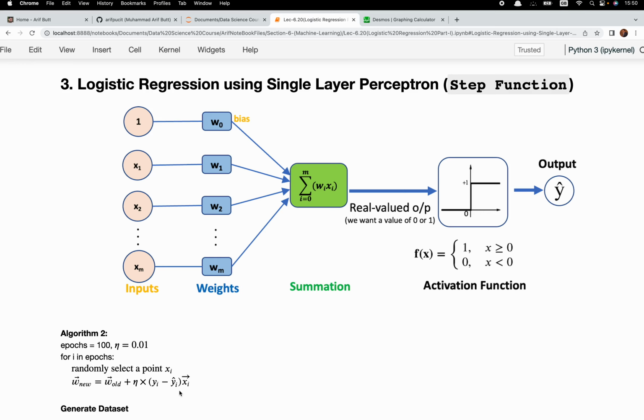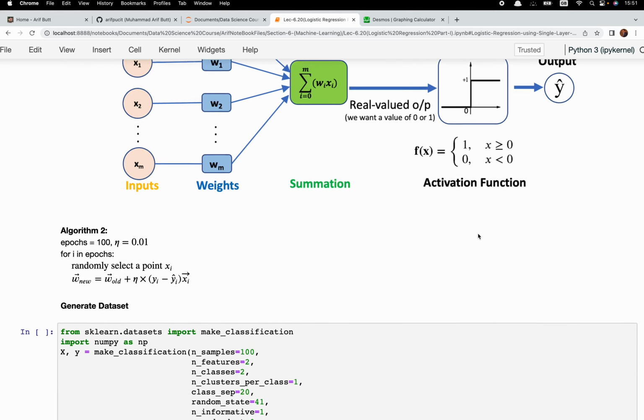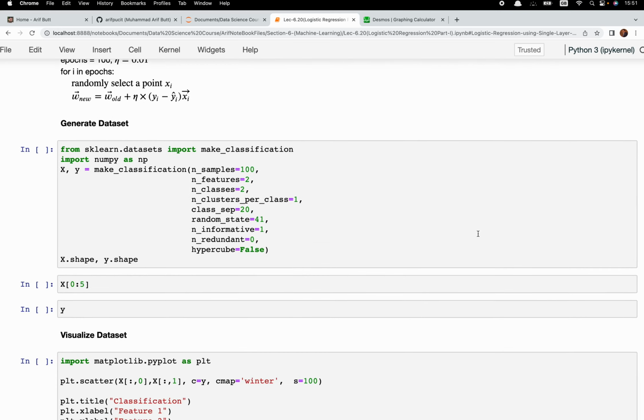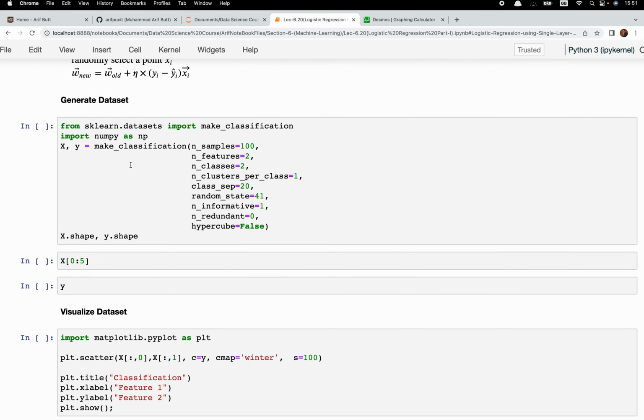Good. And to calculate this y hat in this algorithm, we calculate the sum of the dot products of w and x vectors and pass this real value to this step function, which returns us either 1 or 0. Let us now make our hands dirty to practically implement this in Python.